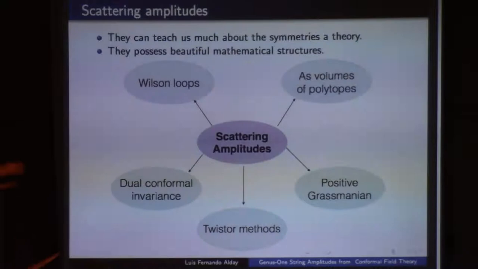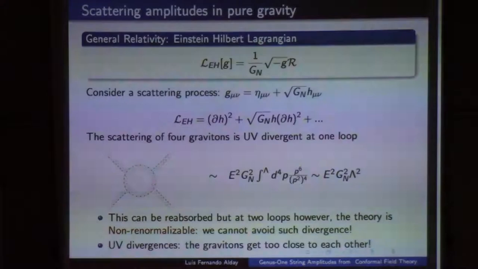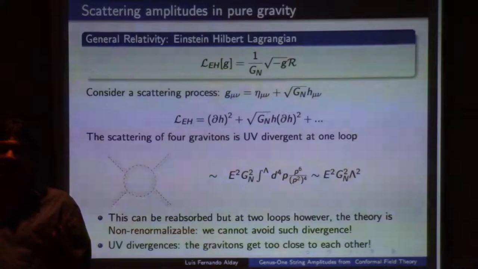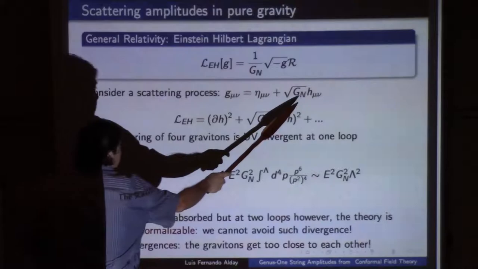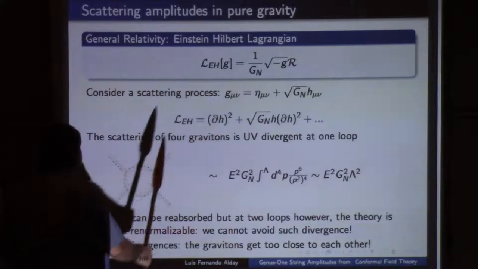A theory that we would like to understand is the theory of general relativity. Pure gravity is given by the Einstein-Hilbert Lagrangian, given by this, and in that theory you can consider the scattering of gravitons. For this, you say that your metric is almost flat with a very small perturbation, given by this h over there, and then you write an action for the graviton field, and then you just consider Feynman diagrams.